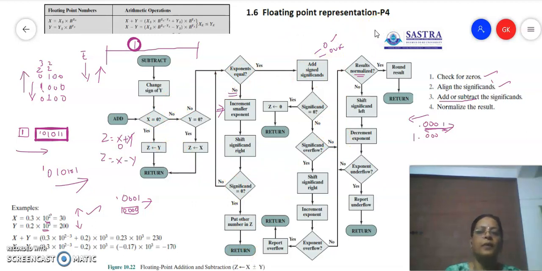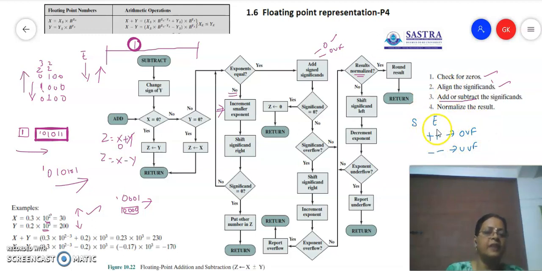One important point I should emphasize here is that every time we compare the exponents, we take the smaller exponent. We have the significant and we have the exponent. The important point to be remembered is that whenever I increment the exponent, it may end up in overflow, so you have to check it. Whenever I decrement the exponent, it may end up in underflow, so you have to check it. So this is one important point.